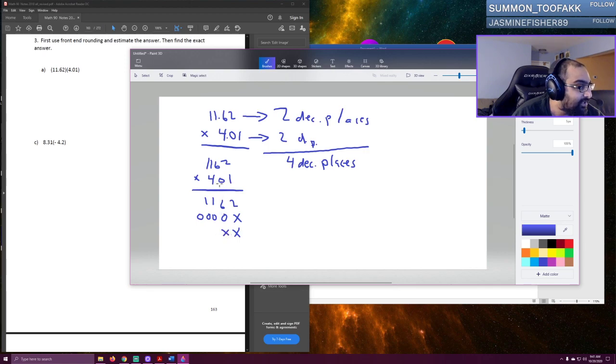Put a little cross out here. All right, now 4 is going to be a little different. 4 times 2 is 8. 4 times 6 is 24. We'll carry the 2. 4 times 1 is 4, plus 2 is 6. And 4 times 1 is 4. So putting that all together, we get 2, we get 6, we get 9, we get 5, and we get 6 here, and we get 4. Okay, so multiplying 1162 times 401, not too hard. Again, we get 465,962.